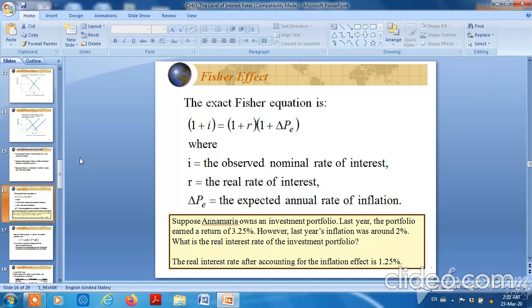Let's take a simple example. Suppose Maria owns an investment portfolio. Last year, the portfolio earned a return of 3.25%. However, last year's inflation was around 2%. So, what is the real interest rate of the investment portfolio? The real interest rate after accounting for the inflation effect is 1.25%. Where did that come from? 3.25% minus 2% equals 1.25%, according to the Fisher equation.